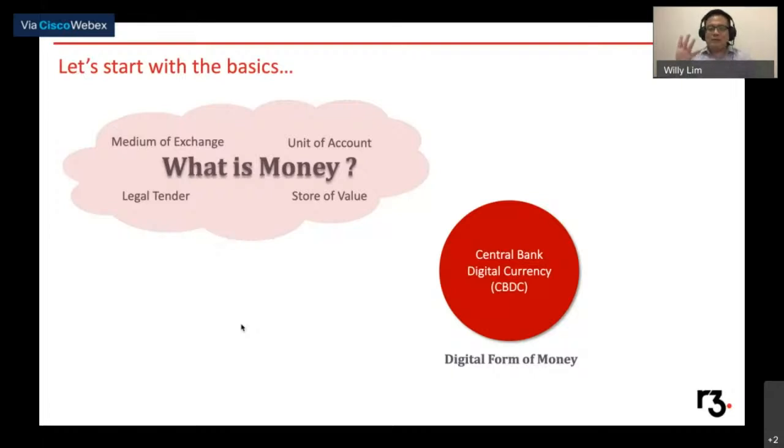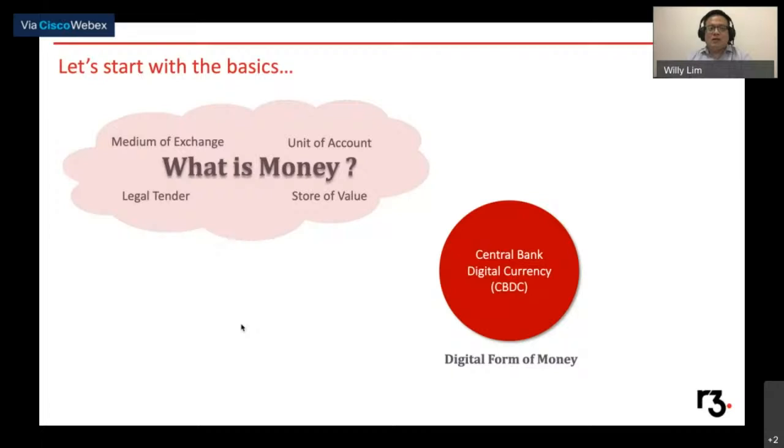Now, there are four key aspects of money. Number one is it's a medium of exchange. Number two is a unit of account, meaning that you can effectively use it as a standardized way to exchange goods. It's also a store of value, meaning that you can store it and use it at some other time. And the most important thing is it's a legal tender, which is issued and maintained by a trusted entity.